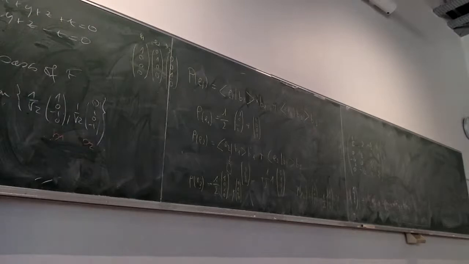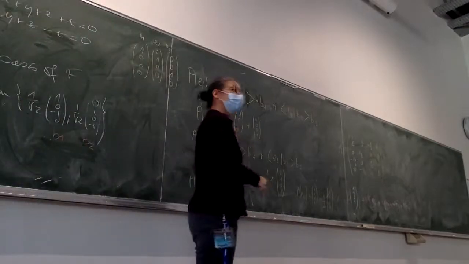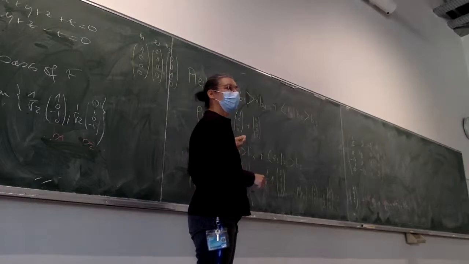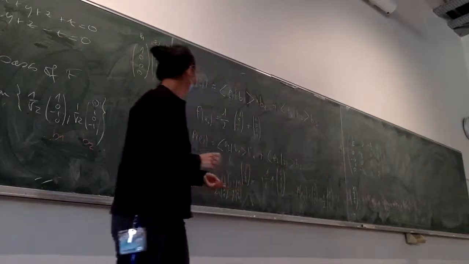Do you have any question? Yeah? The scalar product is some kind of dot product, right? Oh, here, yes, it's a dot product. We are in R4, we didn't say anything else. It's the dot product. So how will we end up with one over square root of two when we do the scalar product between e1 and b1, for example?